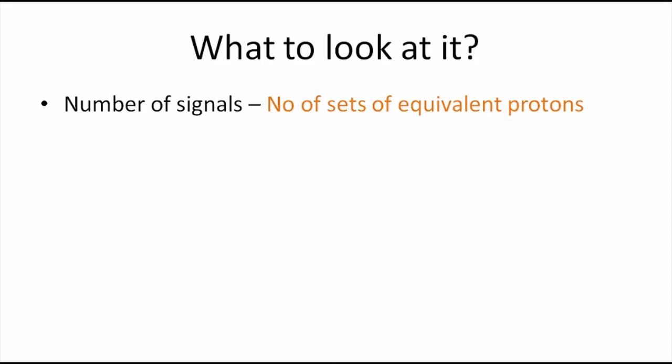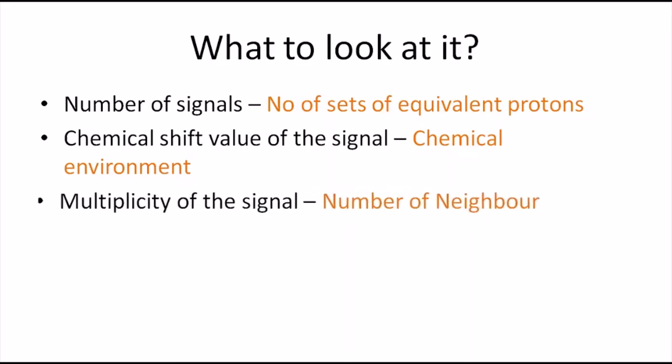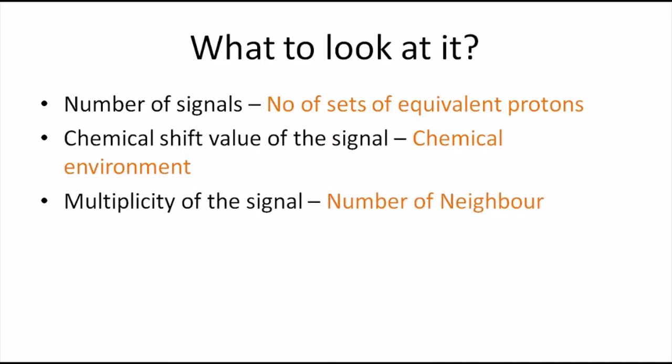Sometimes. Then you have to see the chemical shift value of the signal. That gives the chemical environment in which the proton is present, and therefore it is very essential to see the chemical shift value of the signal. Then you have to see the multiplicity of the signal. The multiplicity shows the number of neighboring protons present in the molecule next to the signal.